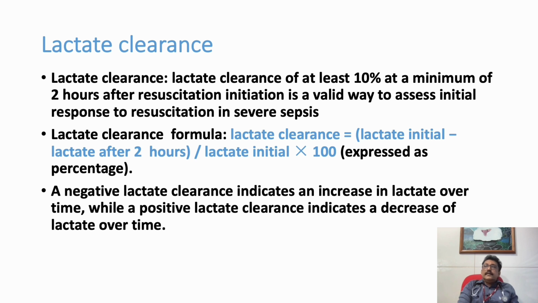If there is a good lactate clearance after fluid resuscitation, then it's a good sign. If you are giving 30 ml per kg fluids and continuous infusion of fluids, and the initial lactate is 10, now after 2 hours it has dropped to 6 or 8, that's a good sign. That means internal perfusion is good after the fluid resuscitation. So lactate clearance can be calculated as lactate initial minus lactate after 2 hours, divided by lactate initial, into 100. If there is at least 10% improvement, that gives a very good clue that the patient is responding to your fluid resuscitation.